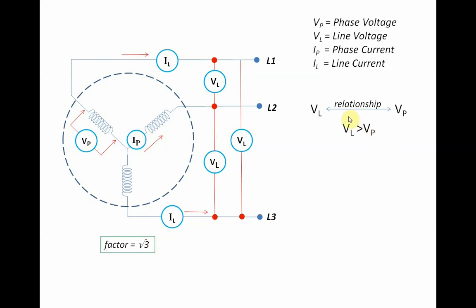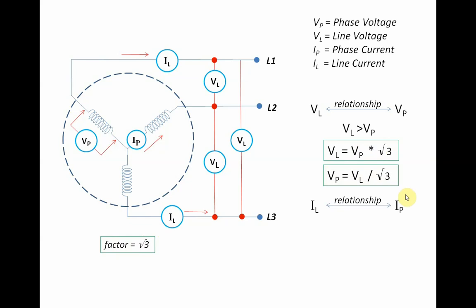Now, since we learned that line voltage is greater than phase voltage, we can say then that VL, or the line voltage, is equal to the phase voltage times the factor, as I said earlier, the factor square root of 3. That is the relationship between line voltage and phase voltage. How about the phase voltage in terms of line voltage? We have VL divided by square root of 3. Again, since VL is greater than the phase voltage.